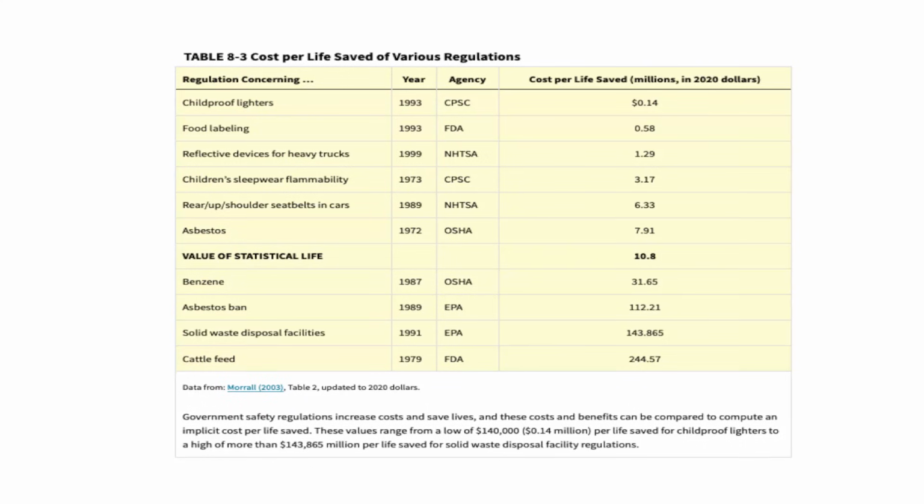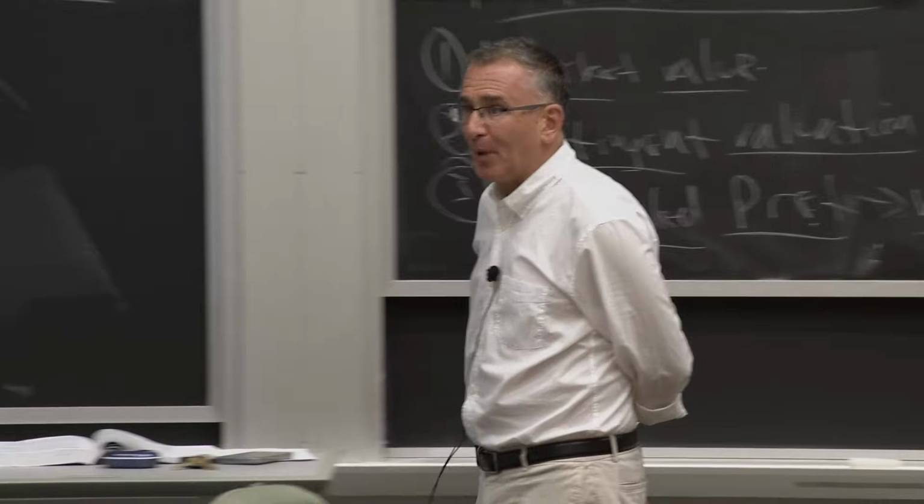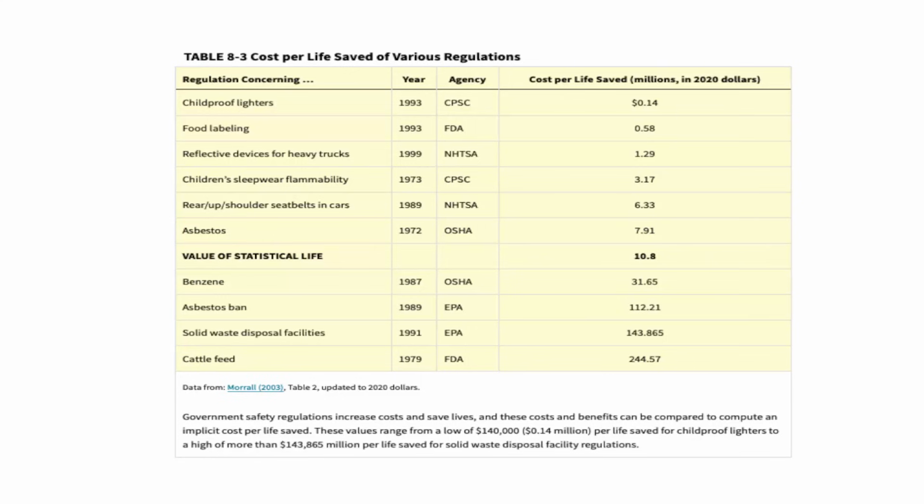So for example, enforcing that lighters are child-proof does not cost the lighter producers much money, but saves a ton of lives. So you say basically it costs $140,000 per life saved by child-proofing lighters. Okay? On the other hand, regulating cattle feed so we don't get mad cow disease has a tiny chance of affecting our health, but costs a huge amount, so that's $250 million per life saved.